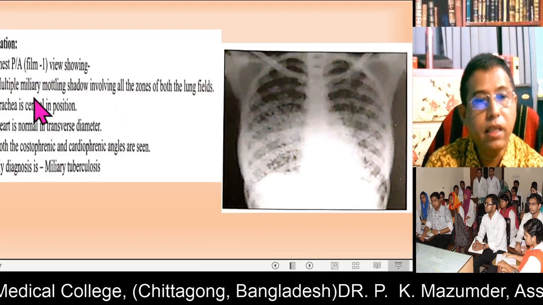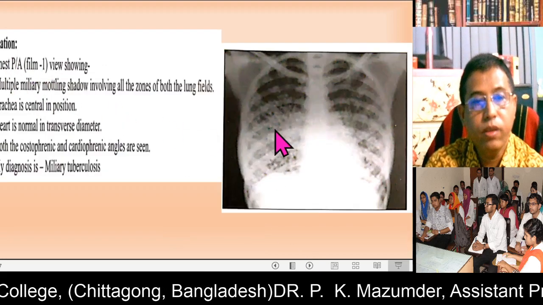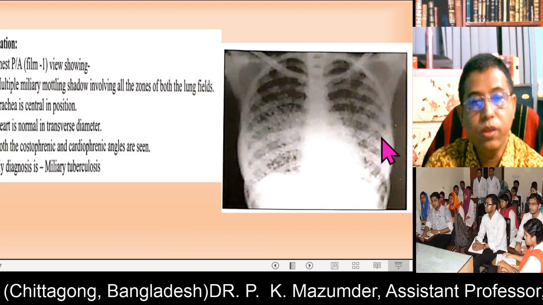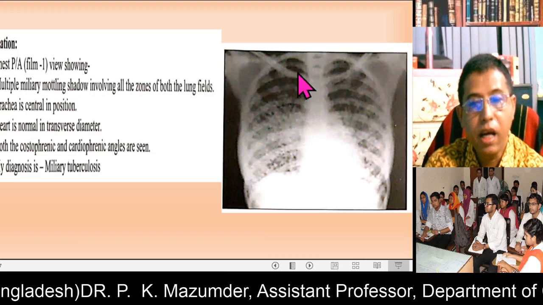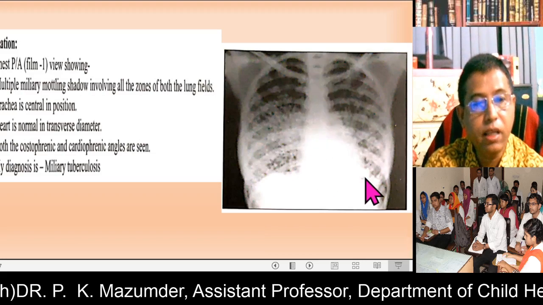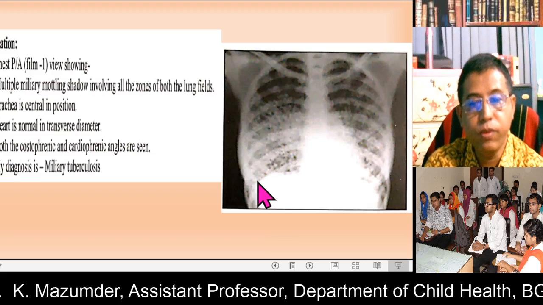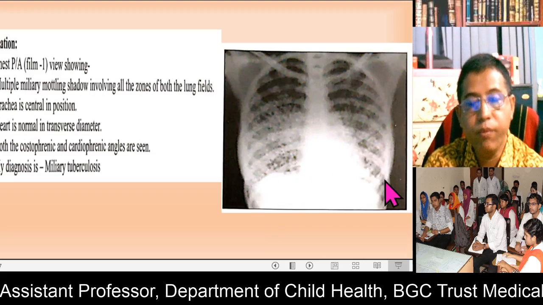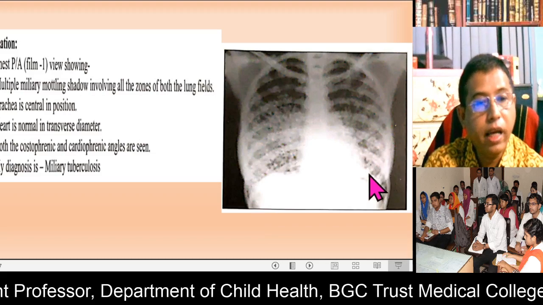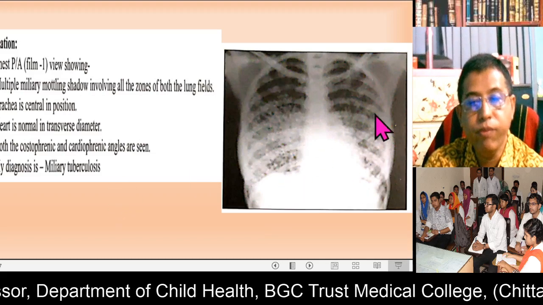This is the X-ray showing multiple miliary shadows involving all zones of both lung fields. Trachea is central in position. Heart is normal in transverse diameter. Both costophrenic and cardiophrenic angles are free, and my diagnosis is miliary tuberculosis.